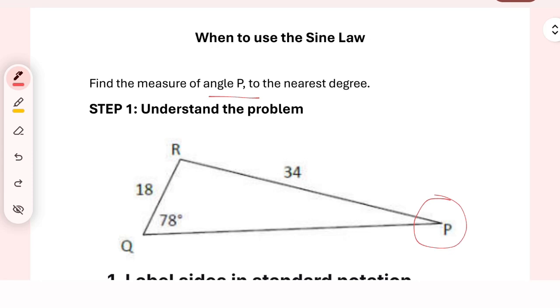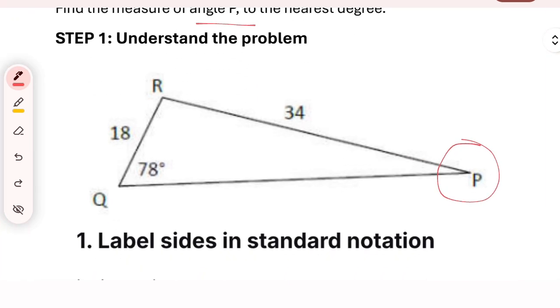First step, like we always do, is to understand the problem. That means we need to understand what the given or known values are. Angle Q is given as 78. Side RQ is 18, and that side is given. The side RP, or PR, is also given, 34.